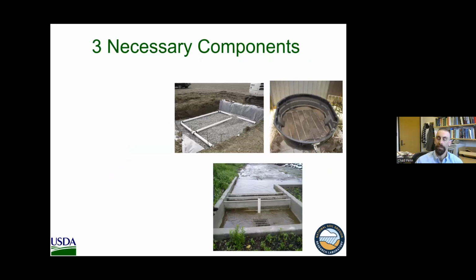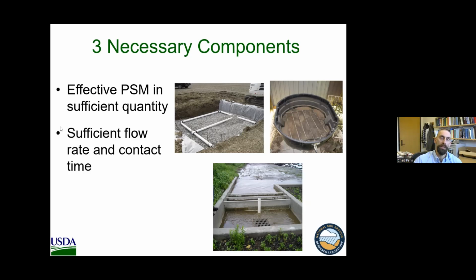So there are 3 necessary components to a phosphorus removal structure. The most obvious one is that you need to have a filter media, what I call a PSM, a phosphorus sorption material, in a sufficient quantity. You have to have enough of it to be able to handle an appreciable load for that site. So they need to be custom designed for each site, and they need to be designed to handle a sufficient flow rate for that site and at a sufficient contact time.